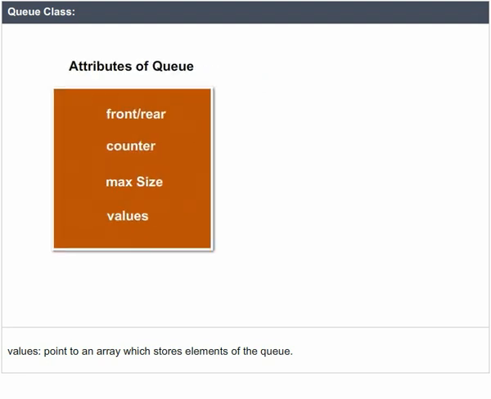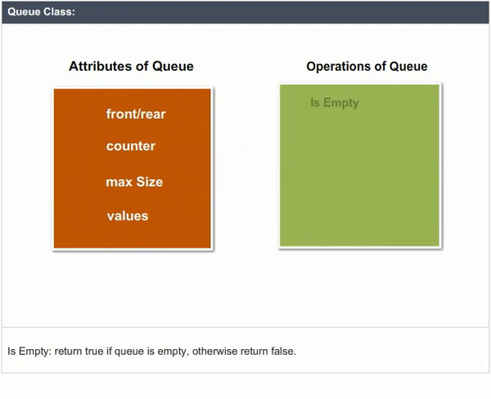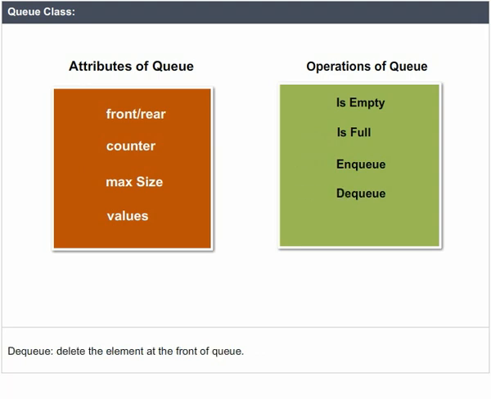Operations of queue: is empty, return true if the queue is empty, otherwise return false. Is full, return true if the queue is full, otherwise return false. Enqueue: add an element to the rear of the queue. Dequeue: delete the element at the front of the queue. Display queue: print all the data.